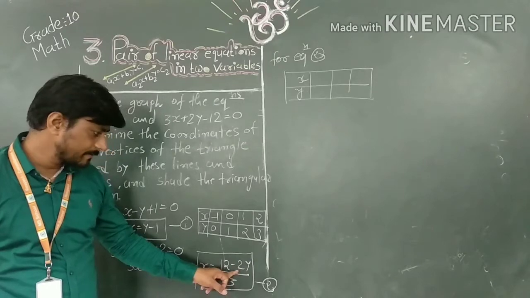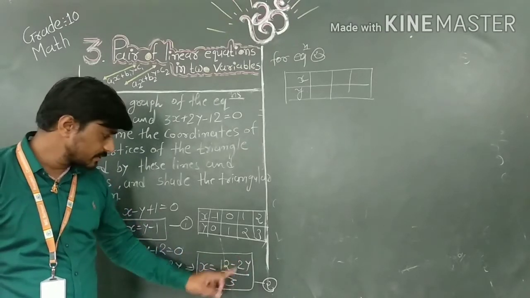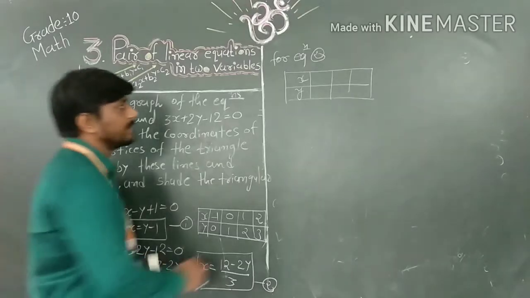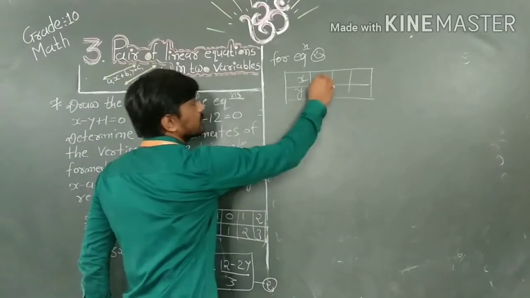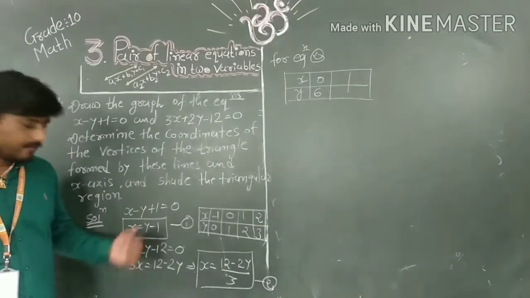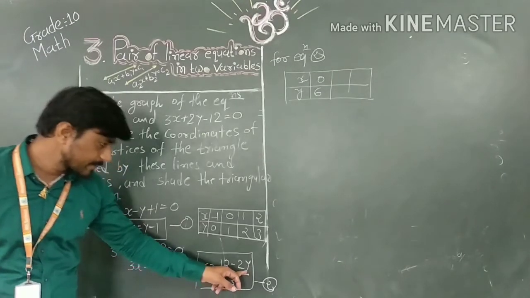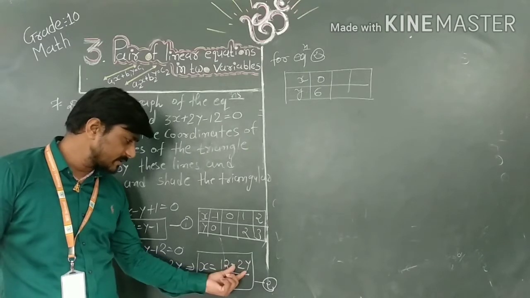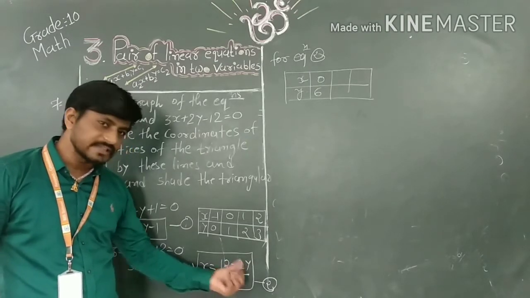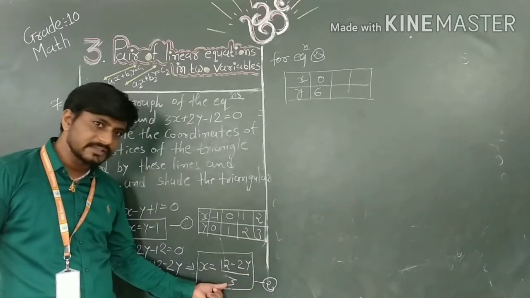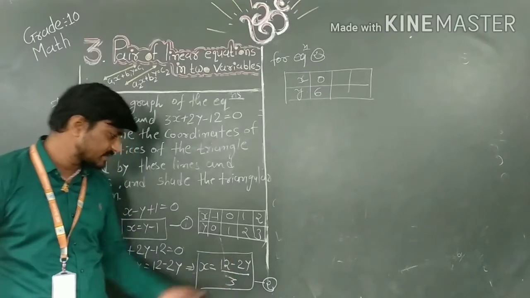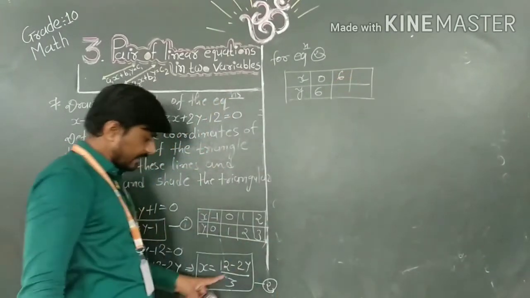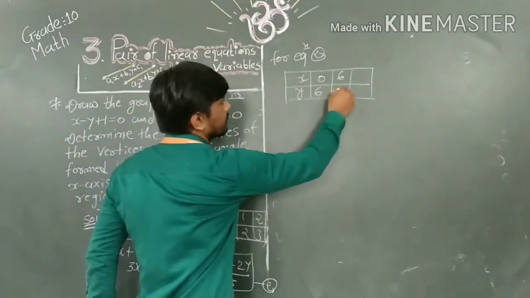6 from 12, 12 minus 12 is 0, 0 upon 3 again 0. Therefore x is equal to 0. If you take y is equal to 6, x is equal to 0. Okay. If you take y is equal to minus 3, minus into minus plus, 3 sixes 6 plus 6, 12 plus 6, 18, 18 upon 3, that means 6. x is equal to 6, if we take y is equal to minus 3, okay.